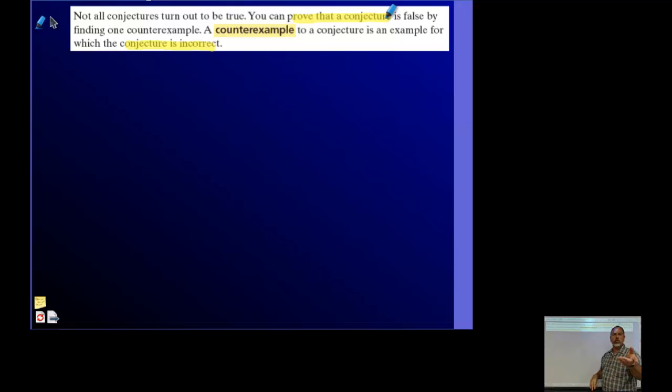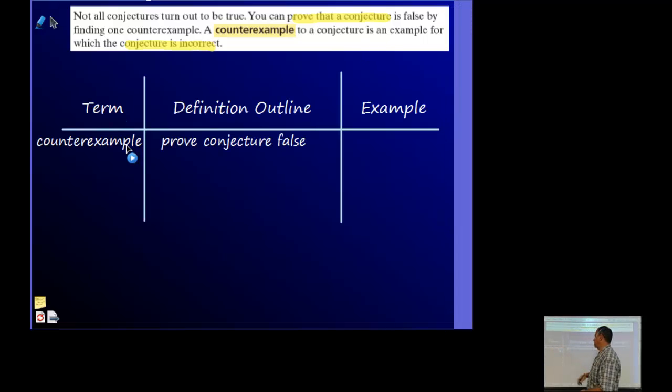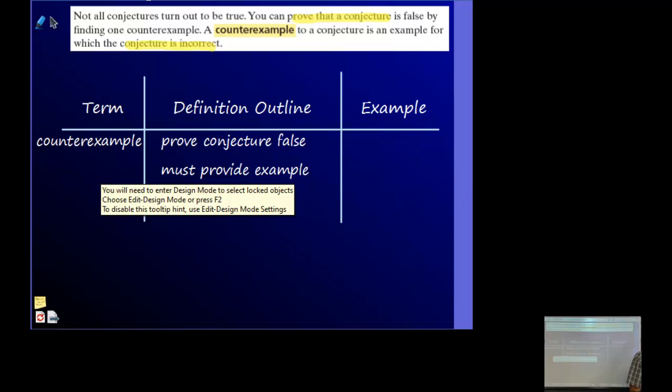So you can't just say, hey, you're wrong, you're wrong. You have to give an example. Again, it's one of the things about geometry. It's not enough just to say, well, because. You have to be able to provide an example. So, in our notes, we might write something like this. What's a counterexample? It proves a conjecture false. You have to provide an example. Again, it's not enough to say you're wrong, which is what I hear all the time. You have to actually give an example where you show that the person is actually wrong in that conjecture.